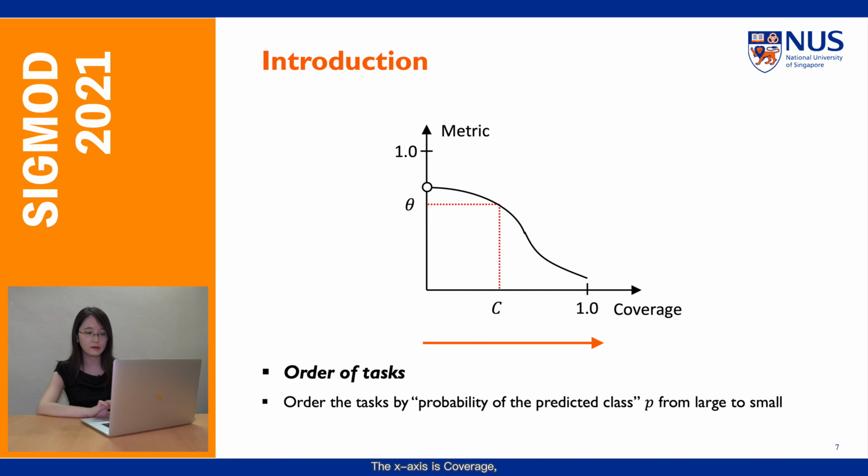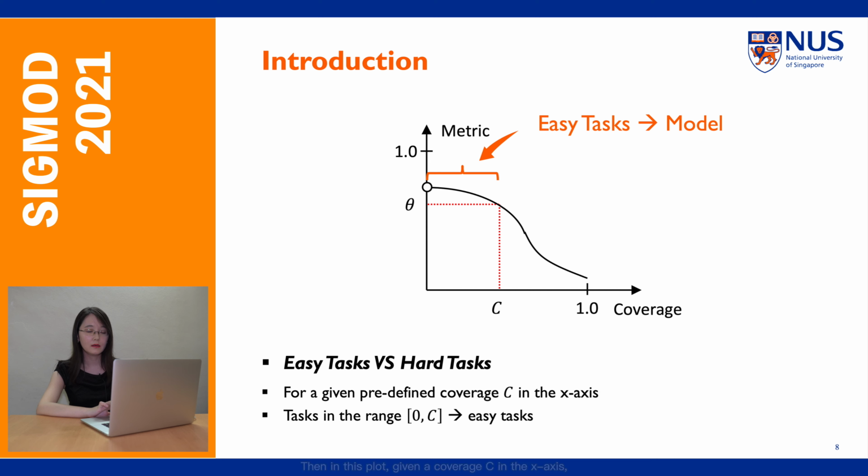The x-axis is coverage, which means how many tasks we will incorporate into our model. In the x-axis, we order the tasks by p from large to small, denoting the probability of the predicted class from the model. The y-axis is the evaluation metric we are interested in, such as AUC. Then in this plot, given a coverage C in the x-axis, the corresponding y-axis value theta denotes the metric value achieved when utilizing the covered tasks as input in the classifier.